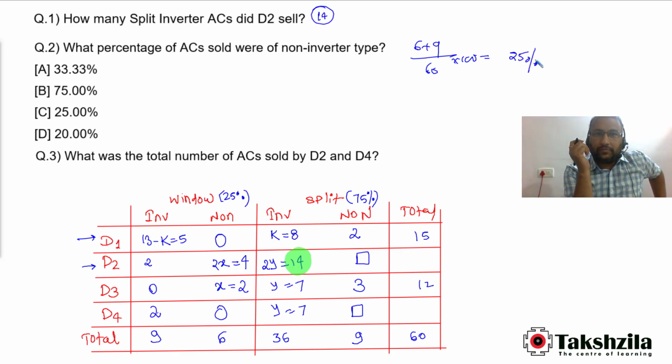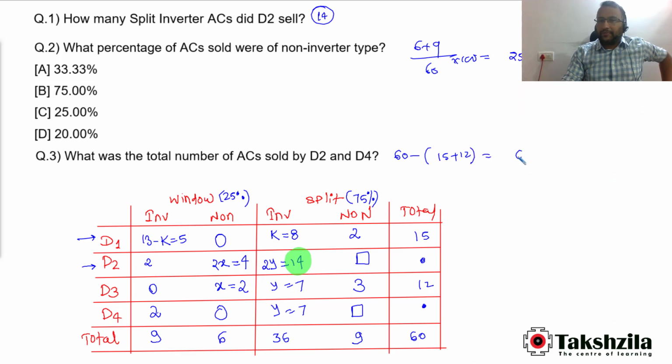Then question number 3. What was the total number of ACs sold by D2 and D4? Total number of ACs sold by D2 and D4 we cannot find exactly individually. But what we can do is total number of ACs minus the number of ACs sold by D1 and D3. So this subtraction is going to be how much? This subtraction is going to be 33.